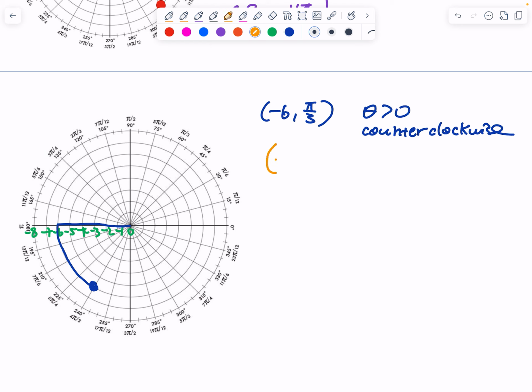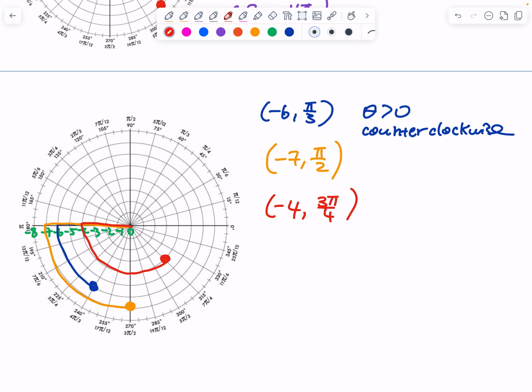And then the next one is negative 7, pi over 2. So I will go to negative 7 and then go to pi over 2. And then the next one, let's do negative 4, 3 pi over 4. So negative 4, that is 1 pi over 4, 2 pi over 4, and then 3 pi over 4. Right there.